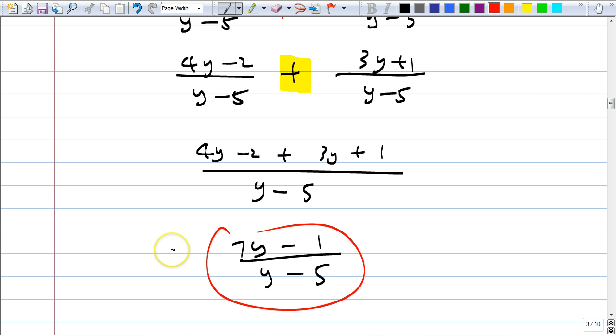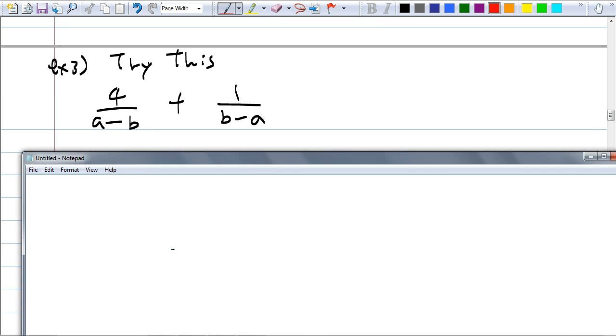Any questions? All right, go ahead, everybody. Try this yourself. I'll wait. You should be able to do example 3 without much problem if you understood how to do examples 1 and 2. Go ahead, everybody, try.